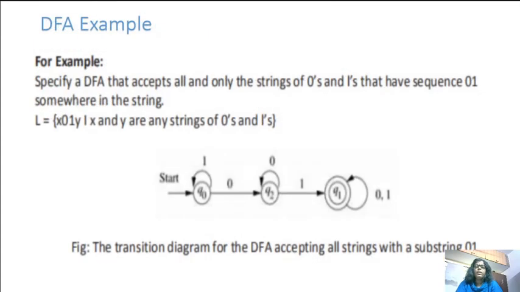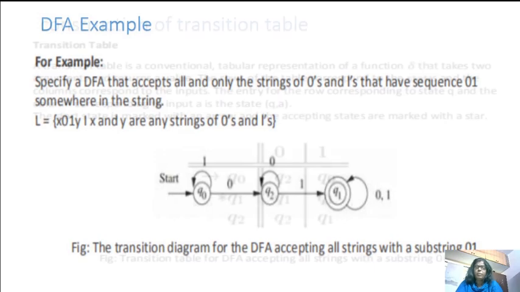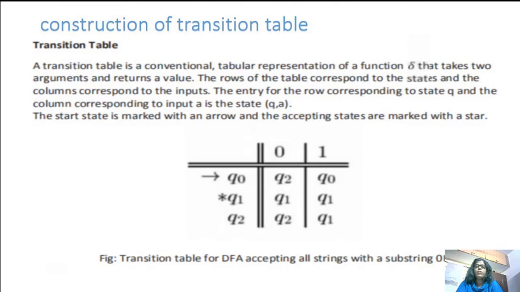Here, from Q naught, what are the moves on zeros and ones? What is the move when Q naught reads 0? It moves to Q2. That we have to mention in the table. Q naught reads 0, it moves to Q2. Q naught reads 1, it stays in Q naught itself because it's a self loop. Q1 reads 0, it moves to Q1 itself since it's a self loop.